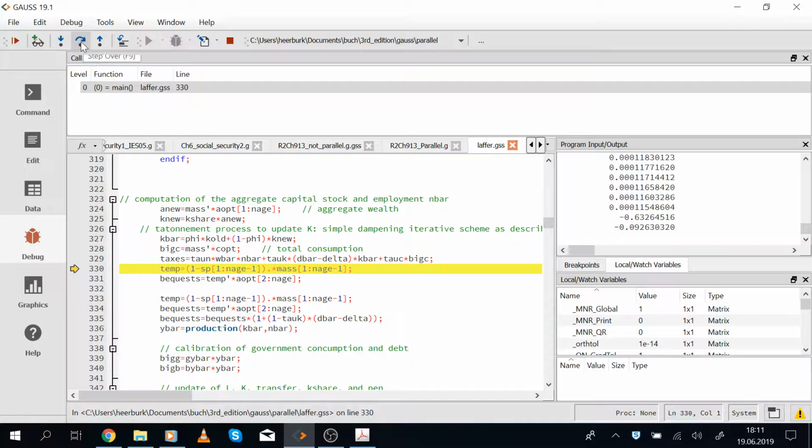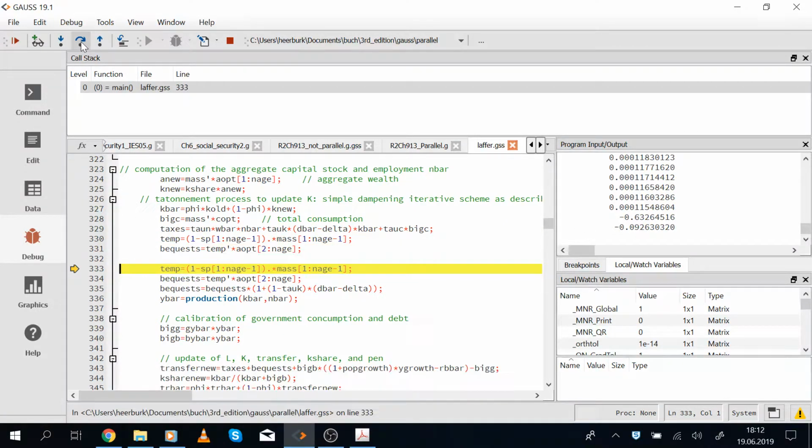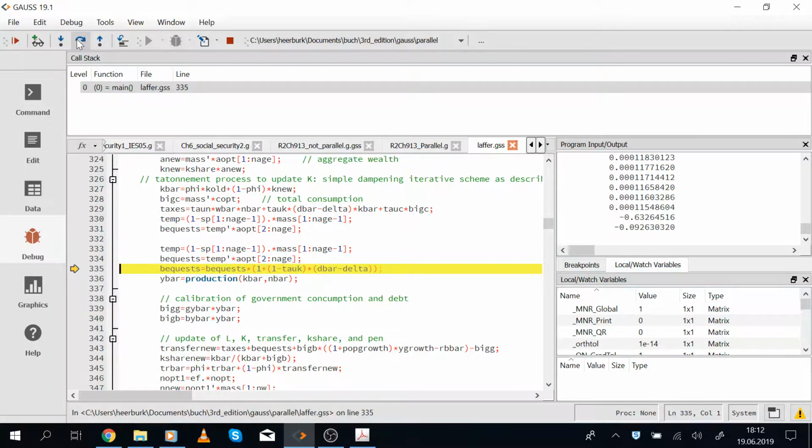And the government also collects accidental bequests if people die before age 46, and we store these accidental bequests in the variable bequests here. And this is the expression of bequest. So it's the capital stock plus the interest rate earned on the capital stock here, the net interest rate. This equation is also derived in my book on public economics, why you have to include the net interest income in the computation of the accidental bequests.